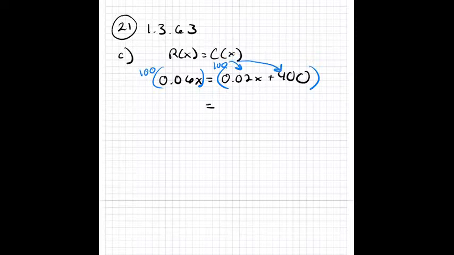So on the left we get 6x, on the right we get 2x plus 400 with 2 zeros, 40,000. Now if we solve this equation, we subtract 2x from both sides, we get 4x equals 40,000. Then divide both sides by 4, x equals 10,000.